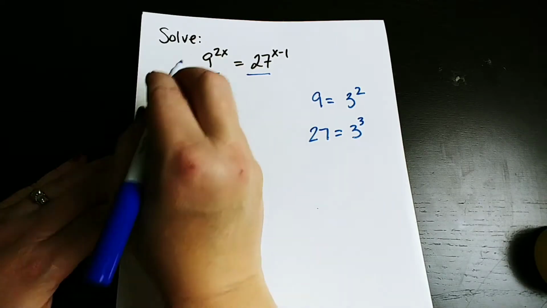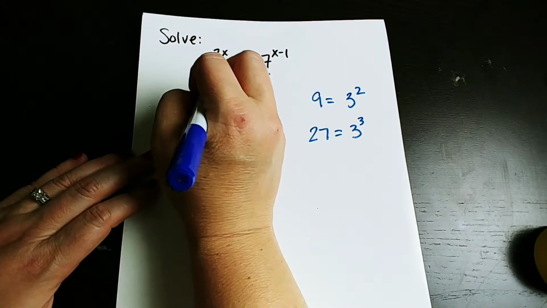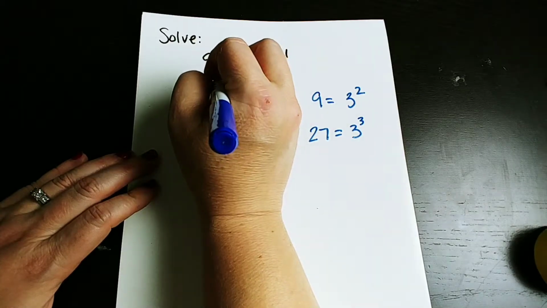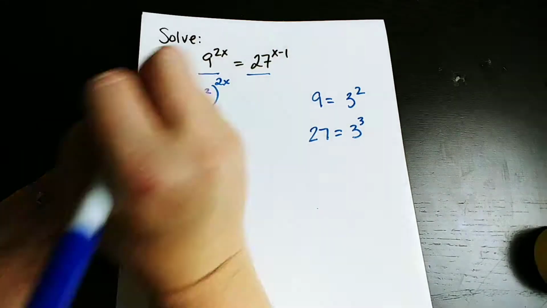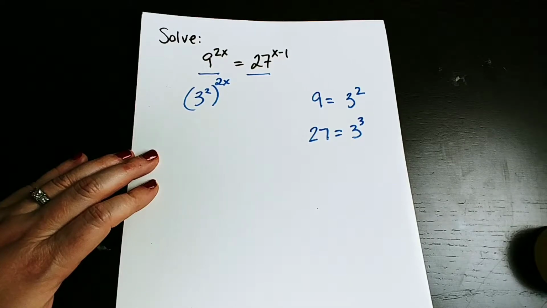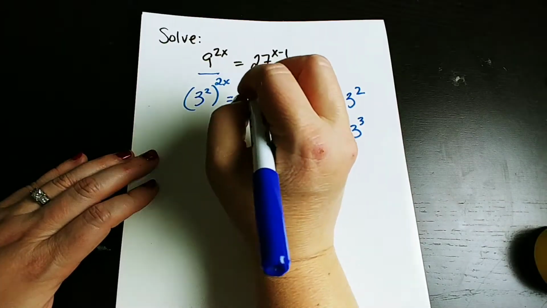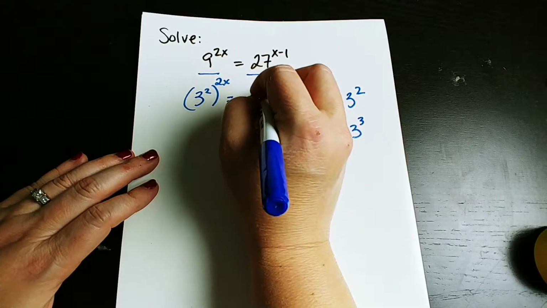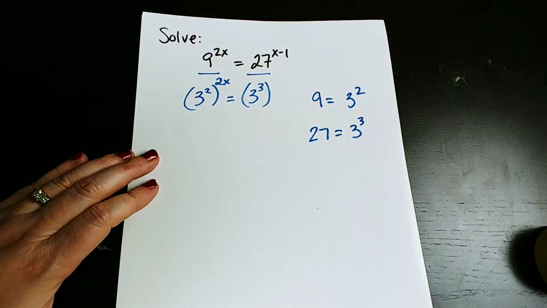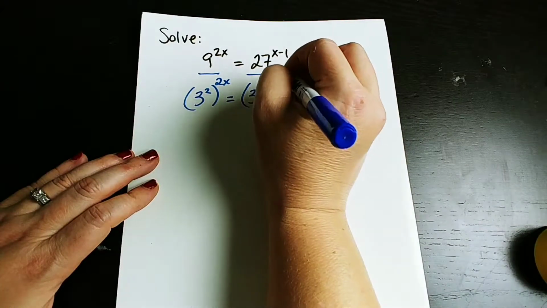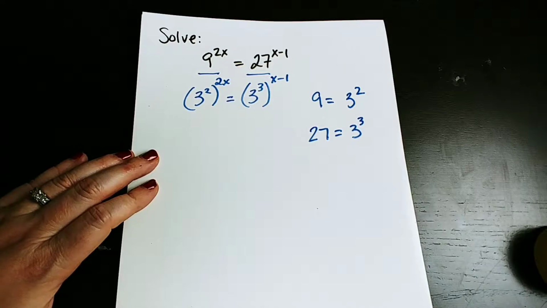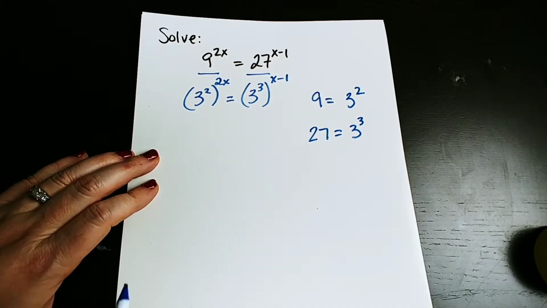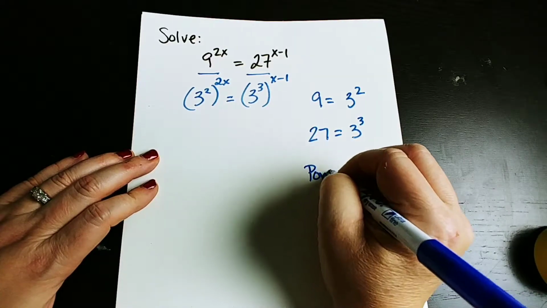So let's do it. I'm going to rewrite the 9 as 3 squared. It's still being raised to the 2x power. Haven't really done anything but rewrite it. I'm going to rewrite 27 as 3 cubed, or 3 to the 3rd power. Still to the x minus 1 power. Again, I haven't done anything. Now I have to simplify this. I have to clean it up. But in order to do that, I have to remember my power property.